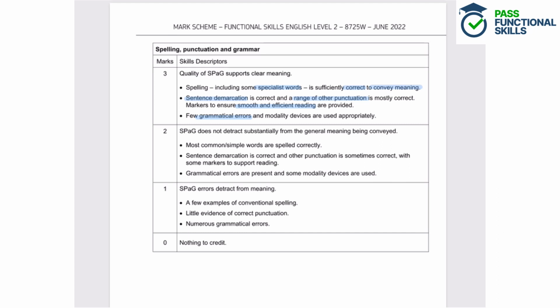You also need to use modality devices appropriately. So modality devices include modal verbs like might, could, will or should. So make sure that you are doing that correctly and make sure that you have some subject and verb agreement within your answers. So for example, you would say I think, but you would say he or she thinks. So you need to make sure that you're changing verbs depending on the subject that you're using. So make sure that your spelling, punctuation and grammar are accurate, as well as having a good composition for your text.